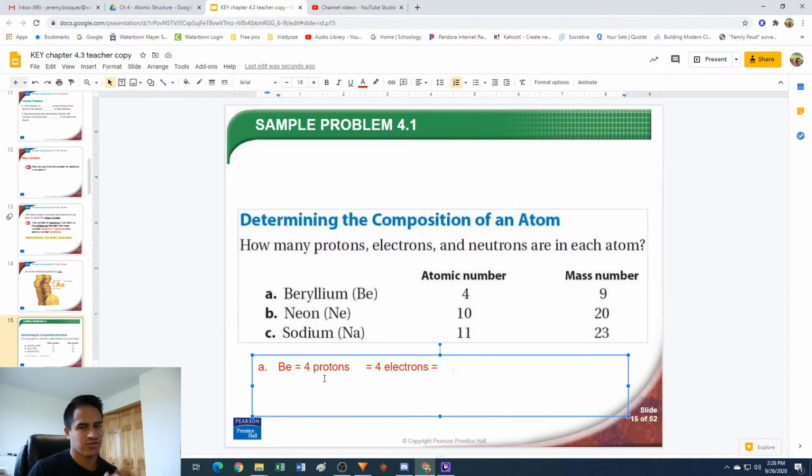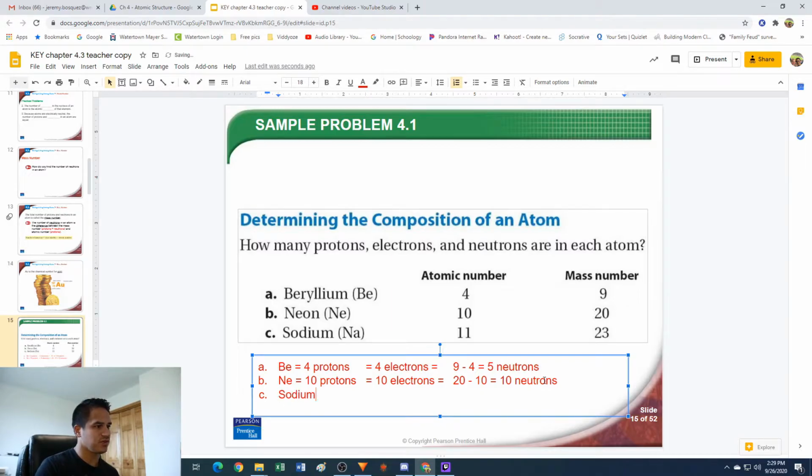Okay, so protons and electrons will be the same number. As for the number of neutrons, we're going to take the mass number, which is 9, minus the atomic number, and that will tell us how many neutrons there are. Okay, and that's it. So that's simple. So neon has an atomic number of 10, so that is 10 protons. That also gives us 10 electrons. Mass number is 20, so 20 minus 10, that gives us 10 neutrons.